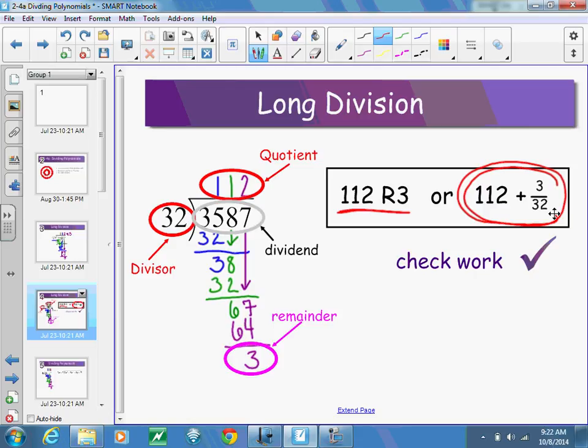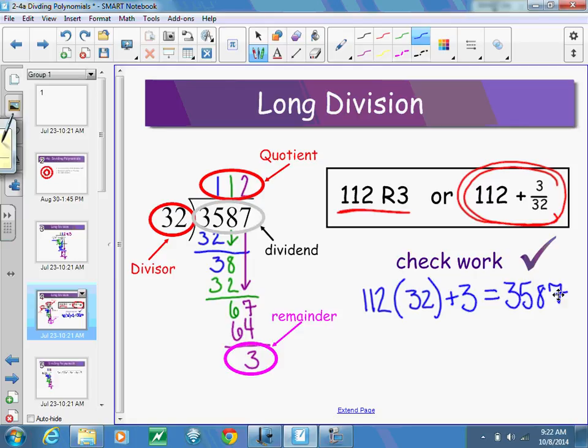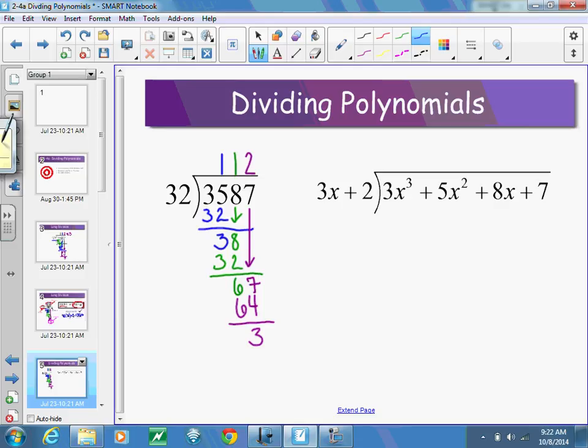Now, when you're checking your work with long division, if you take your quotient, which in our case is 112, and you multiply it by your divisor, which is 32, and then add on your remainder, if your long division worked out correctly, you would end up with your dividend of 3,587. You take your quotient times your divisor, and that gives you your dividend, and then you add your remainder if you need to. So now we're going to take this long division and go into how you do this with polynomials.